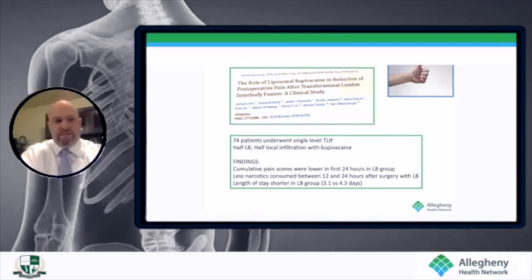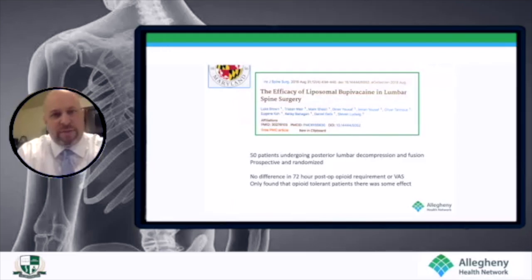This study from Tufts had 74 patients who underwent a single level TLIF. Half of them got Exparel, half got just local infiltration with bupivacaine, which I think is what a lot of people have done. They found that cumulative pain scores were lower in the first 24 hours for the Exparel group, which is probably not what you'd expect, because you'd think the local infiltration of bupivacaine would be working reasonably well then also. Less narcotics were consumed only between 12 and 24 hours in the Exparel group, but they did have a shorter length of stay by 1.2 days. It didn't appear to be related to pain, however, and that seems to be a recurrent theme also.